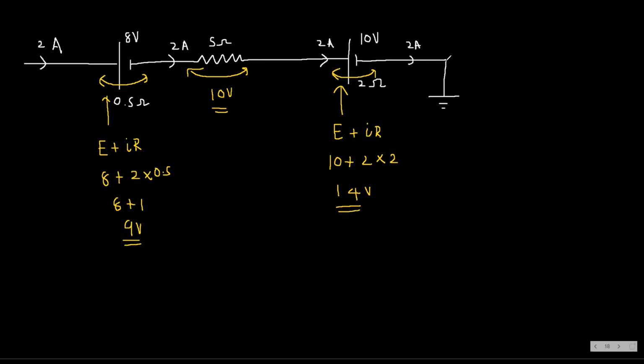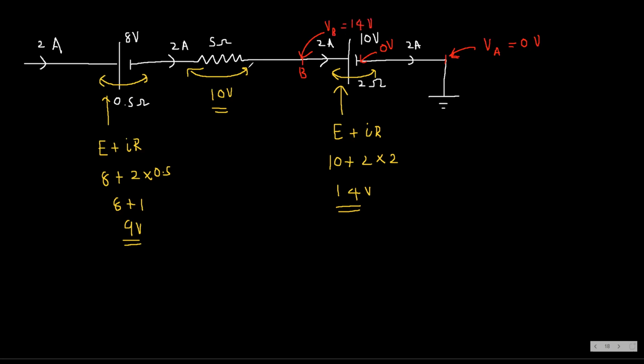Now tell me, what is the voltage at this point, VA? 0 volts. Is it the younger one or the older one? This point is the younger one. The younger one's voltage is 0. Then the older one's voltage is 14.